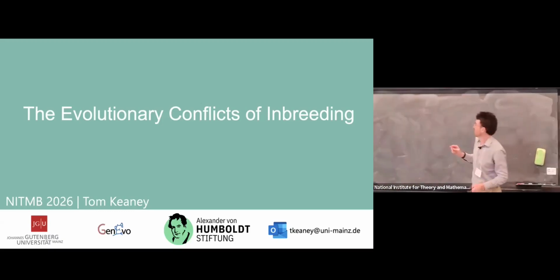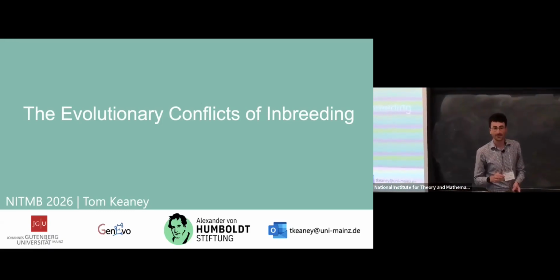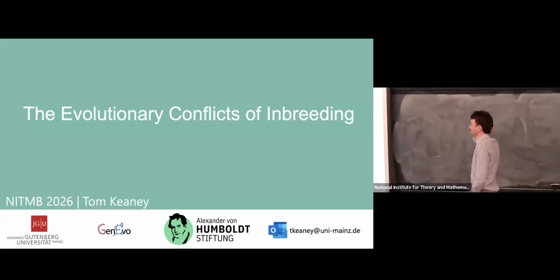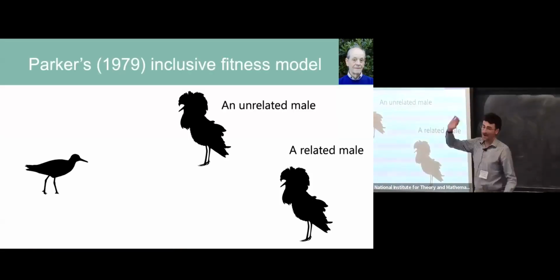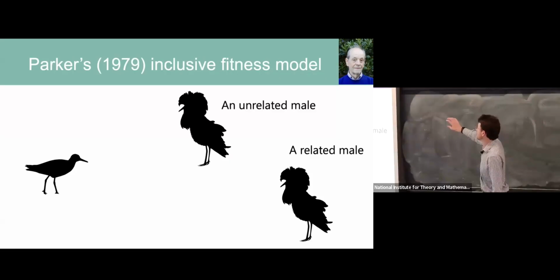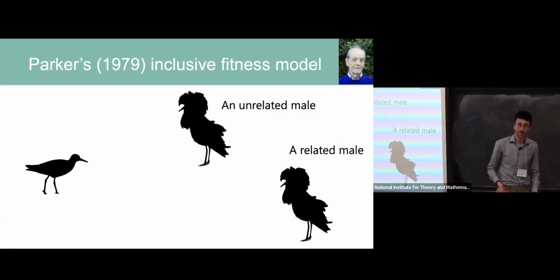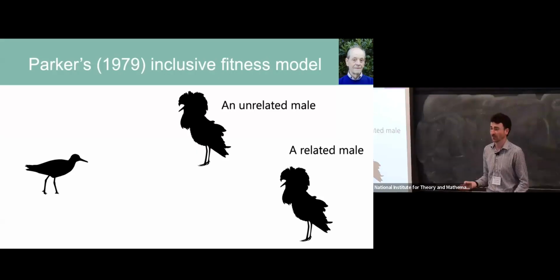Today I want to talk about the evolutionary conflicts of inbreeding. This is fundamentally a talk about mating preferences and how they produce conflicts, let's say. The basis of this talk, or the crux of the modelling effort, was introduced by Jeff Parker in his classic book chapter in 1979, where he introduced the idea of sexual conflict, or at least the phrase.